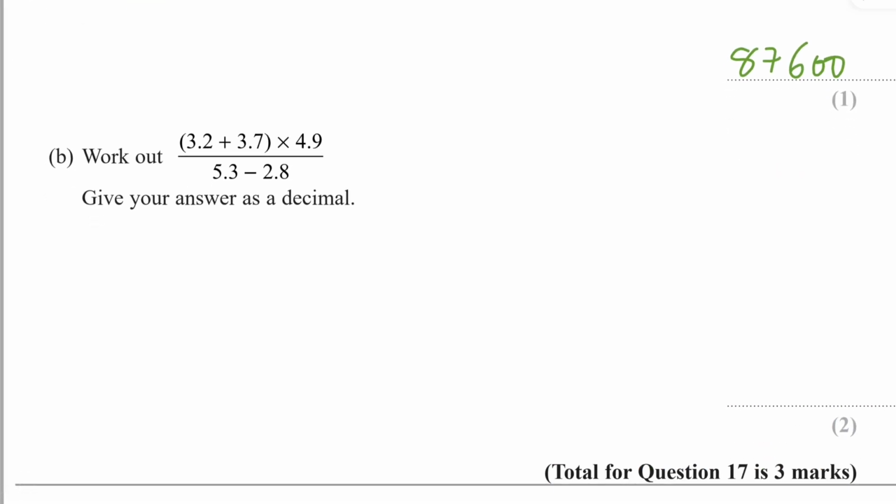So work out the value of, open bracket, 3.2 plus 3.7, close bracket, times 4.9, then all divided by 5.3 minus 2.8. So as a decimal, our answer is 13.524. Since we are not asked to round, we just write the full answer down.